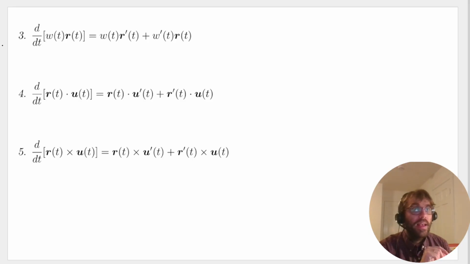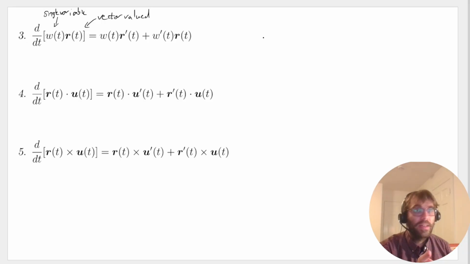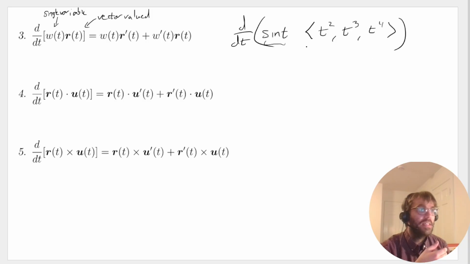This first one is a scalar function. So this is a single variable function times a vector valued function. So this is scalar multiplication. This would be something like sine of t times the vector t squared, t cubed, t to the fourth, and I wanted to find the derivative of that. Sine of t is this multiplier of all the other components. And here's the weird thing. There's all sorts of factorizations you could do. You could just distribute this in and so on.